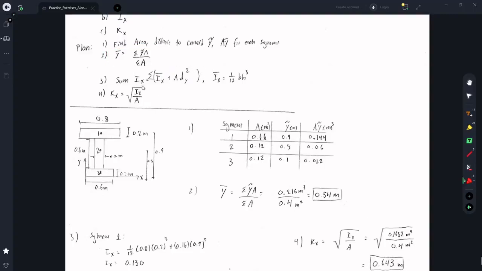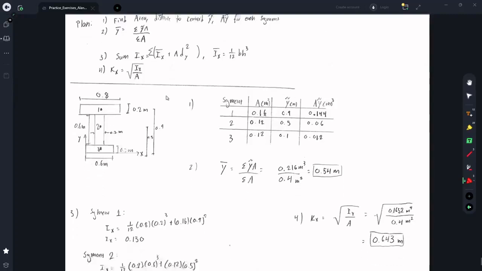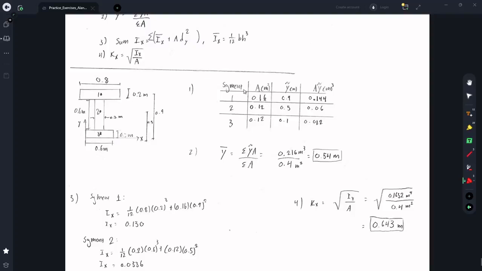Next, we are going to sum the moments of inertia using the parallel axis theorem. Each of these segments is a rectangle, so the moment of inertia about its centroidal axis is 1 over 12 b h cubed. Because those are about their respective centroids, we have to add area times the distance squared to the x-axis. And to find k sub x, it's going to be the square root of the moment of inertia over the total area. So here's a table I made where I find the areas of all the segments.